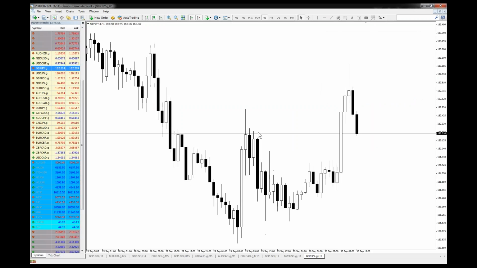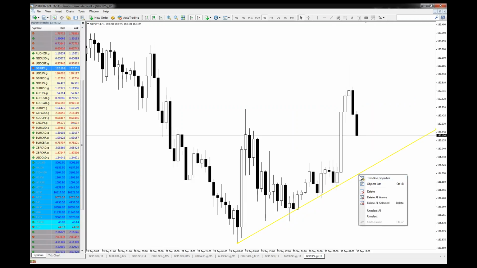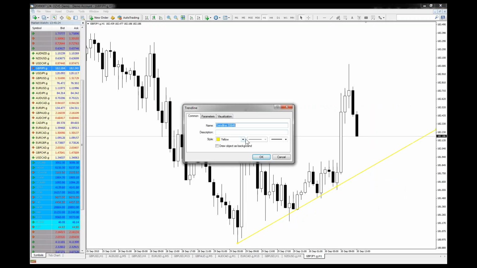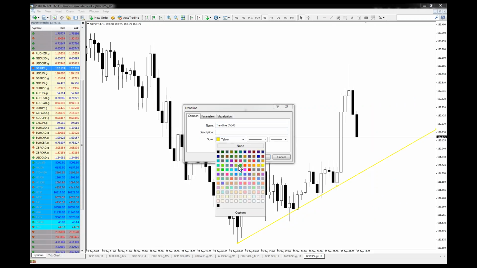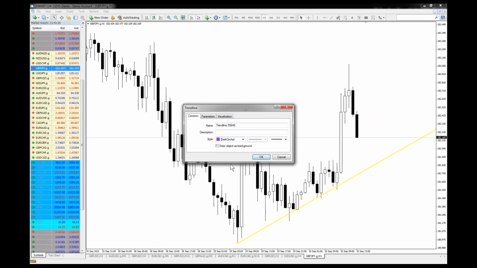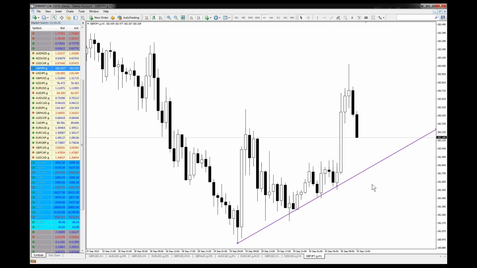Let's look at pound yen. Hmm. Pound yen has what appears to be an interesting channel here. And we're going to go back to some channels and things too for the long-term trades because it's good to have a team approach on this. Trendline properties. Let's make this a different color. Dark orchid. All right.